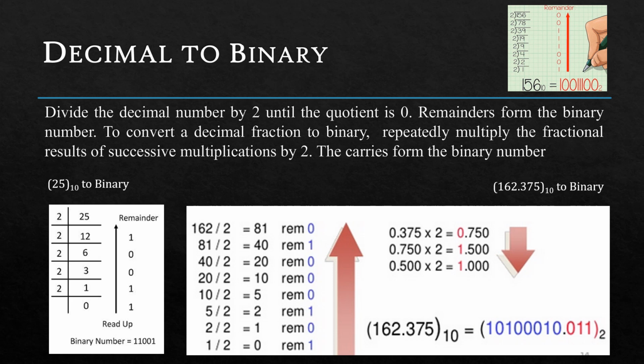If you want to convert the number 162.375, first we need to convert 162 to binary, then convert 0.375 into binary. To convert 162 to binary, we divide by 2. 162 divided by 2 gives the quotient 81 with remainder 0. That process is repeated until we get the quotient as 0, and all the remainders are read up to get the corresponding binary number. This is the method for converting a decimal number to binary.